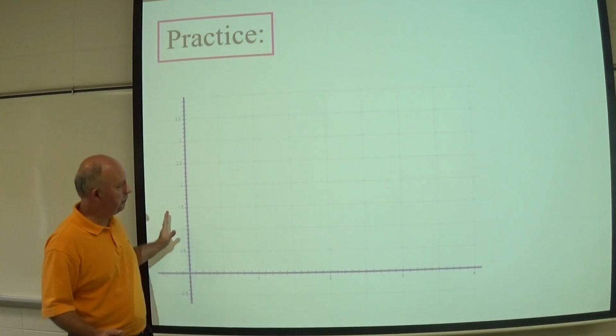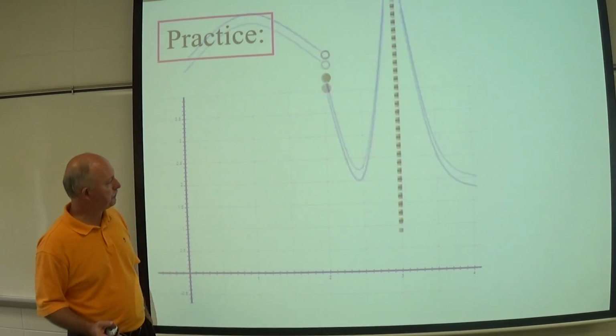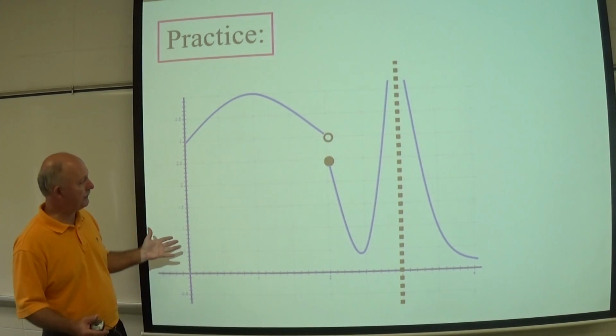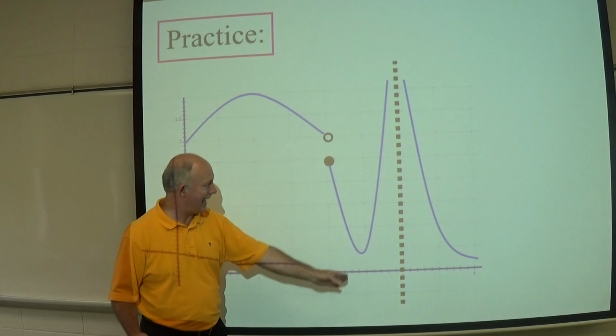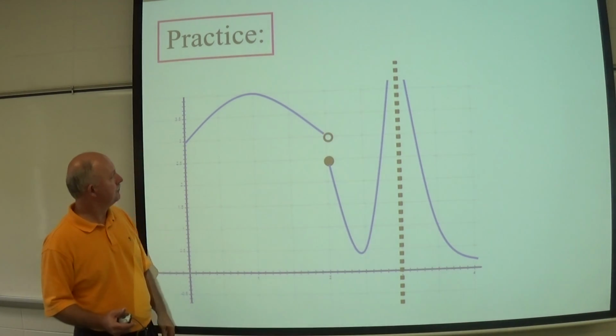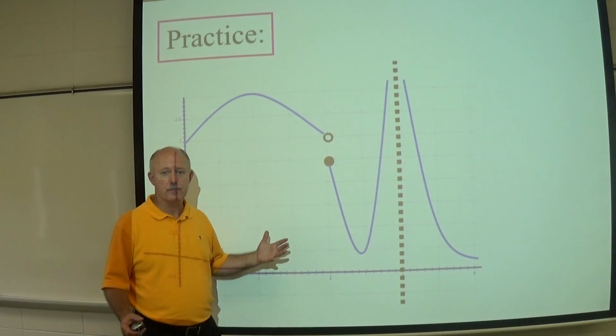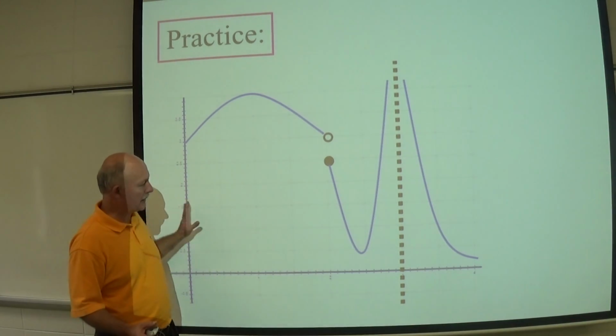This time I'll give us just a graph. Take a look at it. Now here's our graph. You can see it's several parts. You've got an asymptote in here. So let's try our first limit, just looking at the graph.